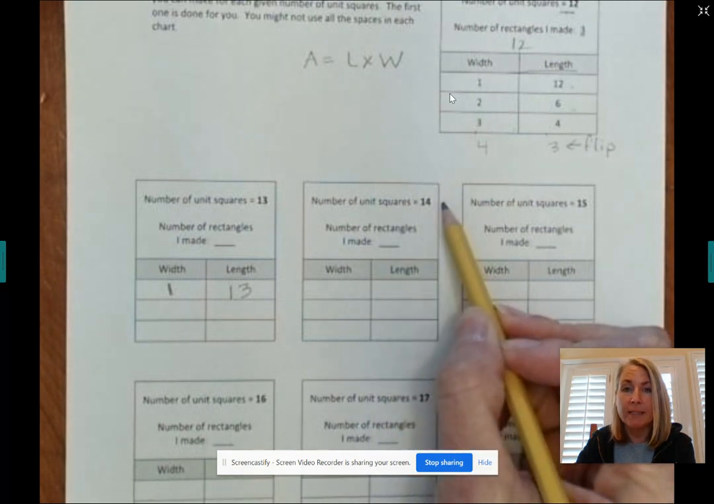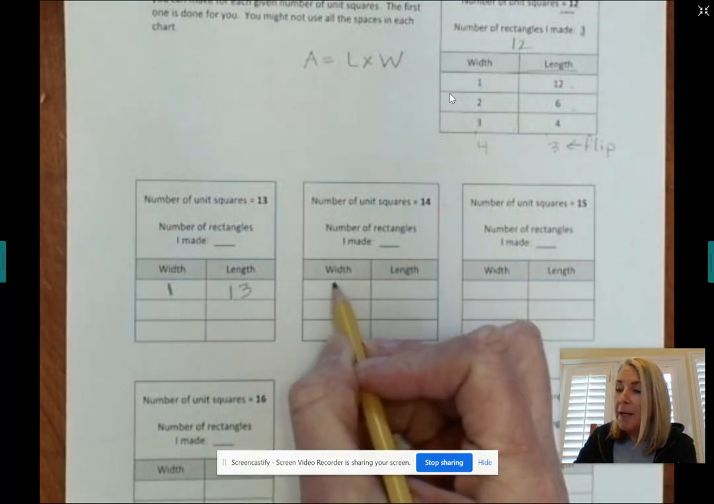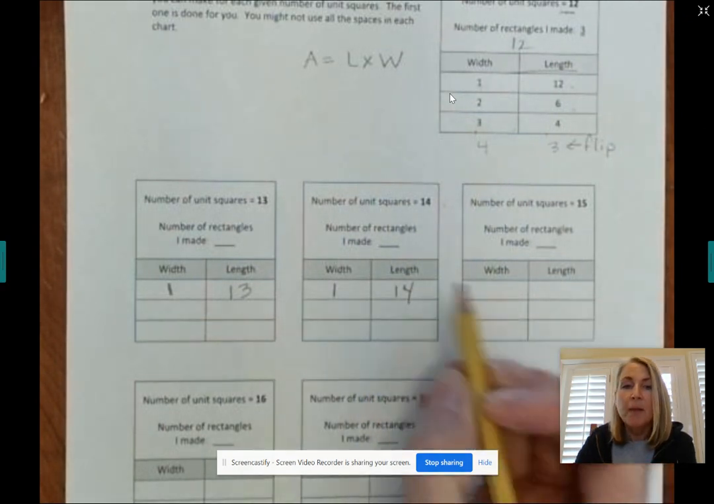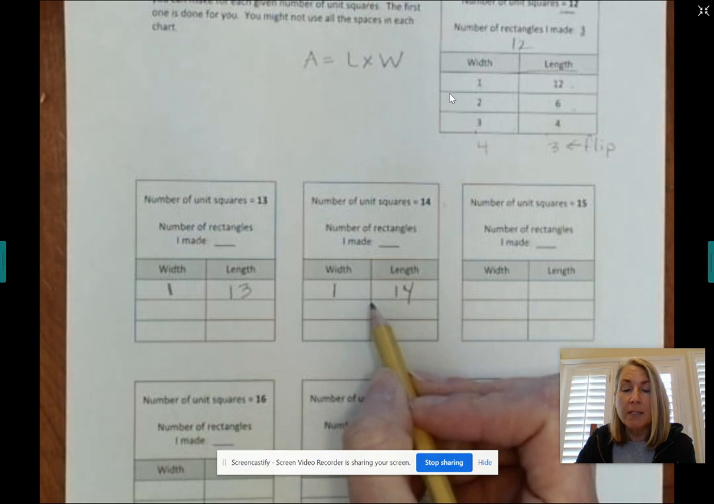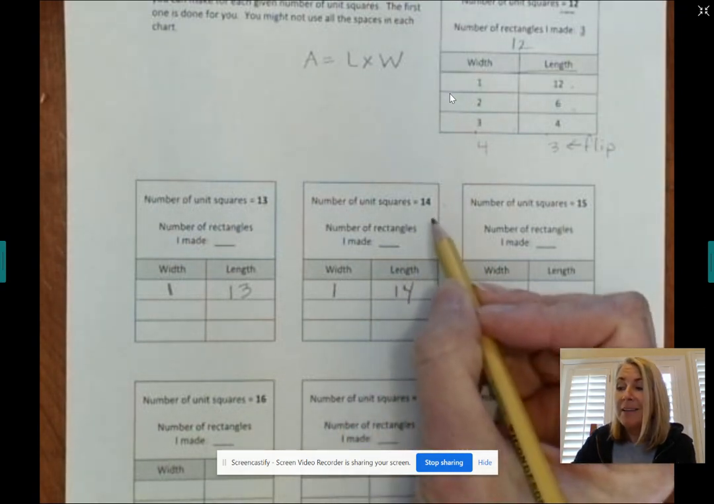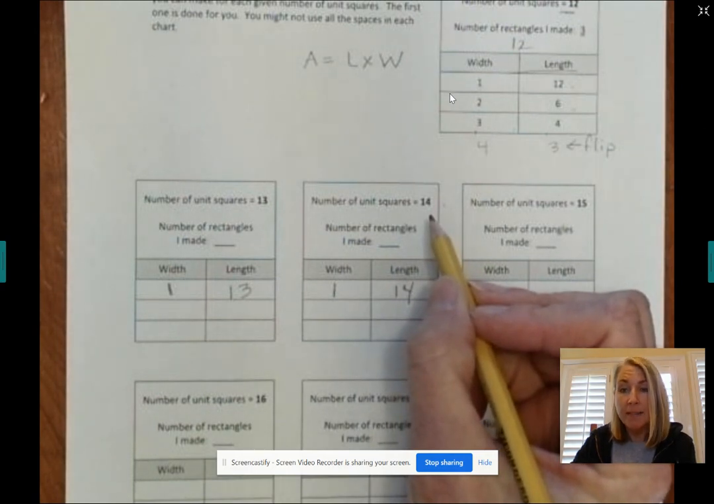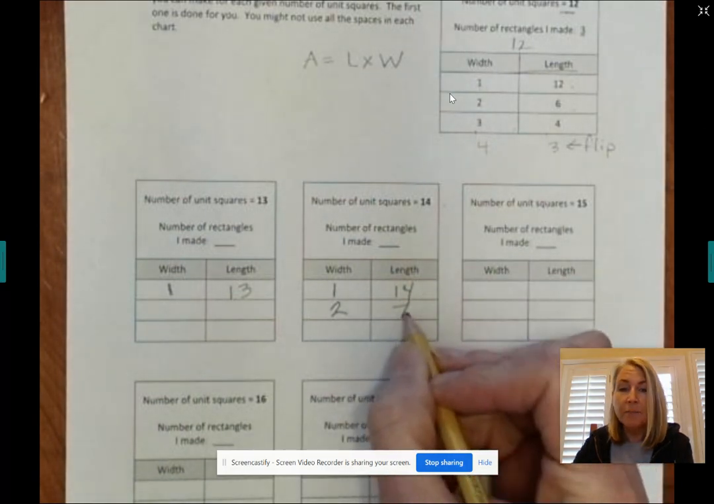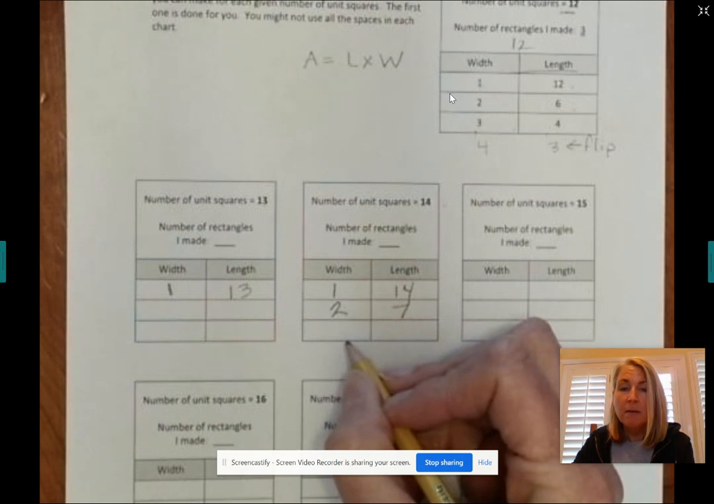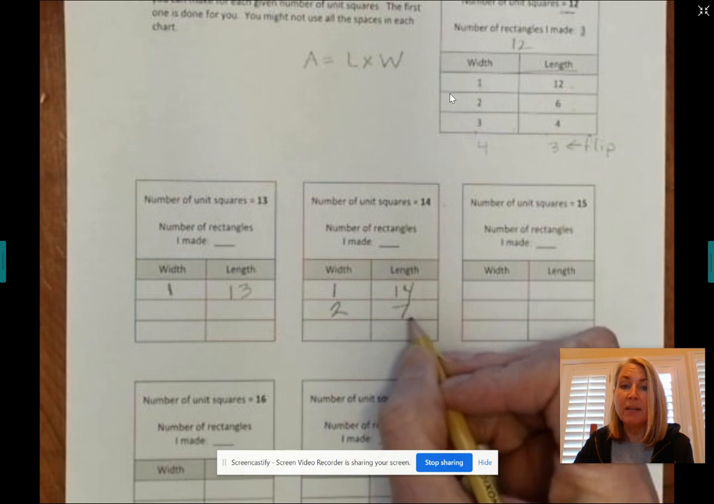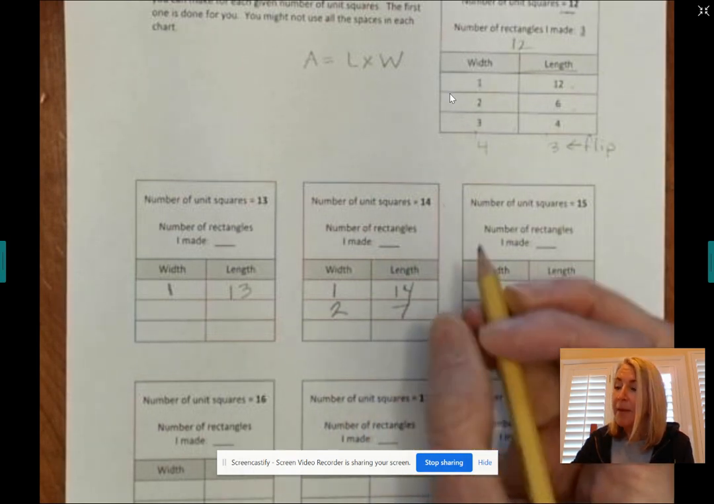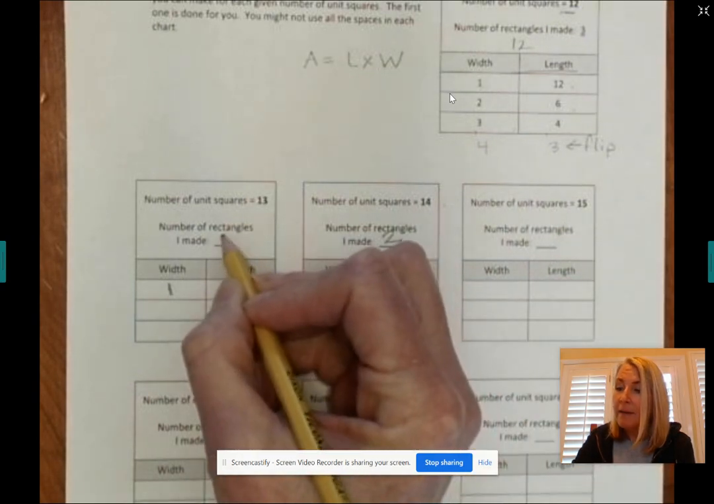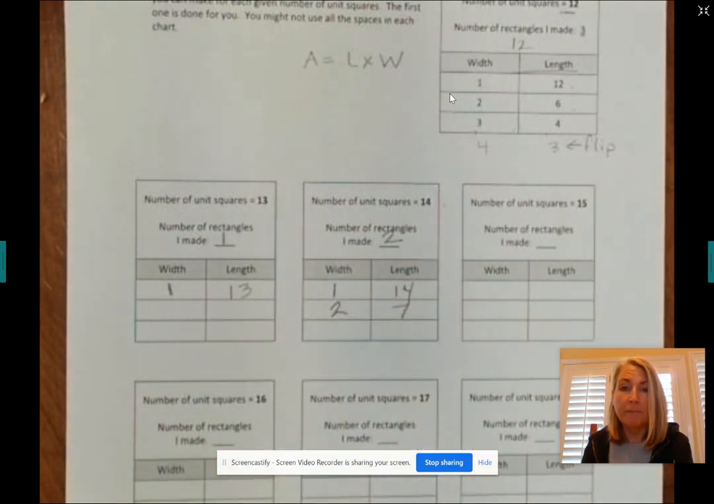So an area of 14 square units. If I start with 1, I have 1 times 14. Is there anything times 2 that equals 14? Yes. 14 is an even number, and the opposite of prime is a composite number. So it's a composite number. I can say 2 times 7 equals 14. I would go on to 3. Anything times 3? No. Anything times 4? No. 5? No. 6? No. And then I hit 7. If I were to put 7 here and the 2 here, I would have hit the flip. I'm done. I made 2 rectangles here, and on this one, I made one rectangle.